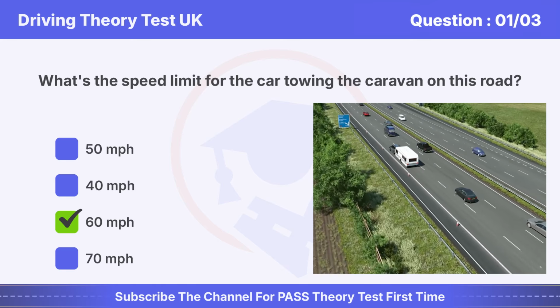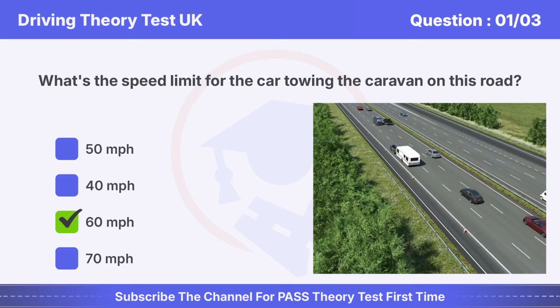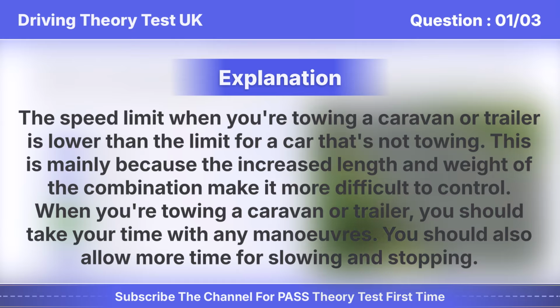Answer is C. 60 miles per hour. The speed limit when you're towing a caravan or trailer is lower than the limit for a car that's not towing. This is mainly because the increased length and weight of the combination make it more difficult to control. When you're towing a caravan or trailer, you should take your time with any maneuvers. You should also allow more time for slowing and stopping.